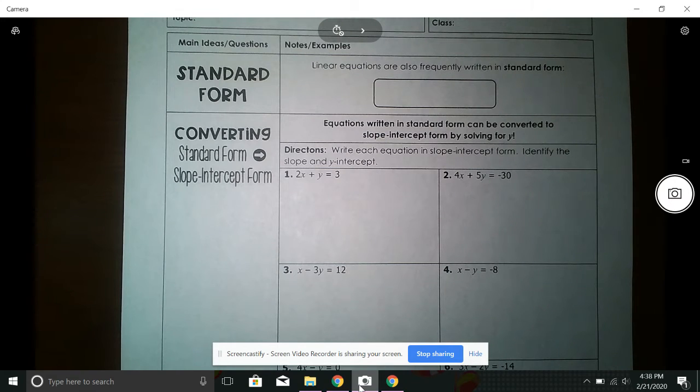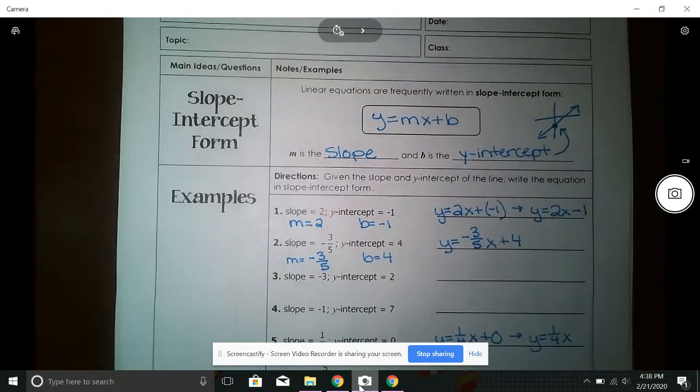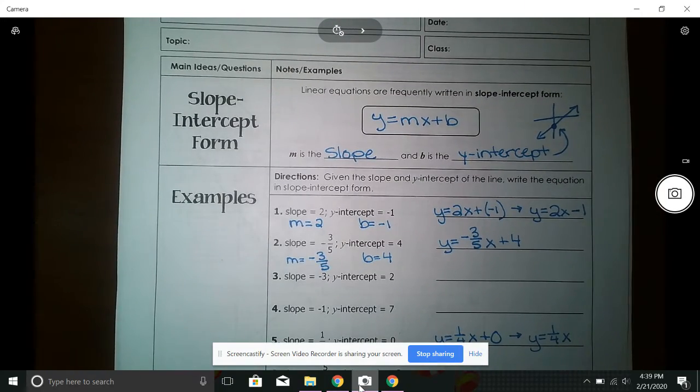Everyone, in this video I'm going to introduce the standard form of the equation of a line to you. Let me back up just a second. You should have just finished a lesson on what was called the slope-intercept form of the equation of a line. This is the notes we completed on that.